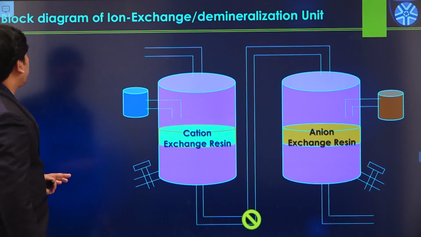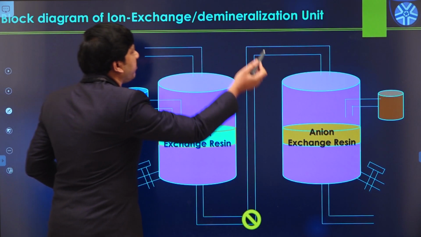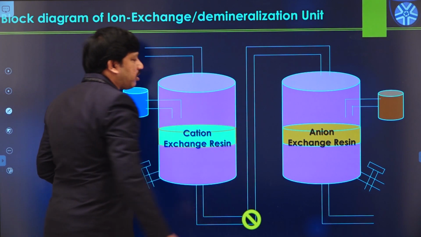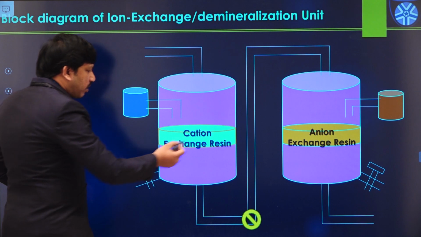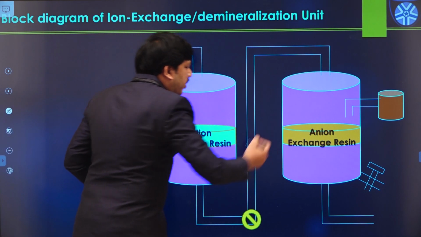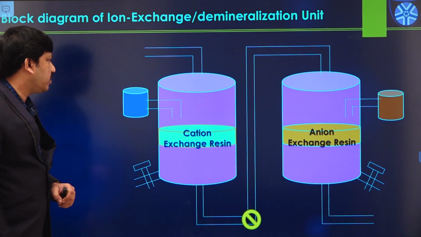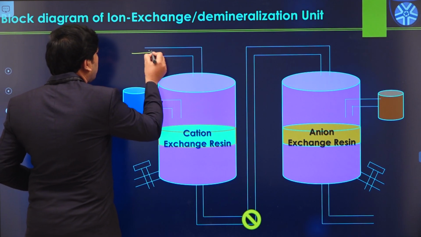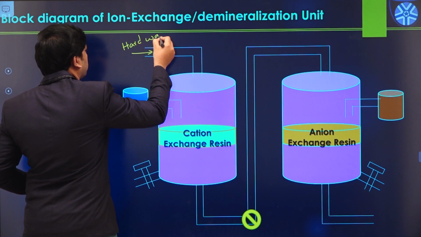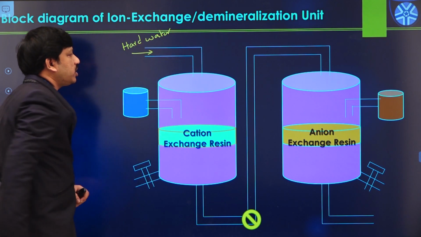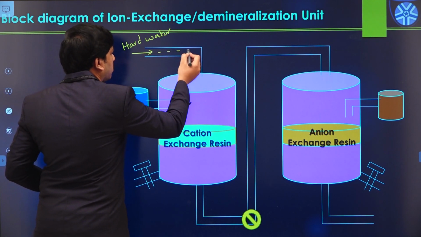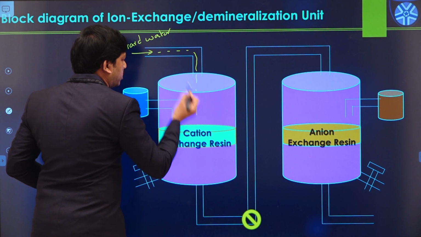So this is the block diagram of ion exchange or demineralization unit. So we have two different chambers like this, and in one of the chambers we have introduced cation exchange resin. In another chamber we have introduced anion exchange resin, and this is the inlet for hard water. So this is the inlet for the hard water. That means water enters into this chamber in this manner.